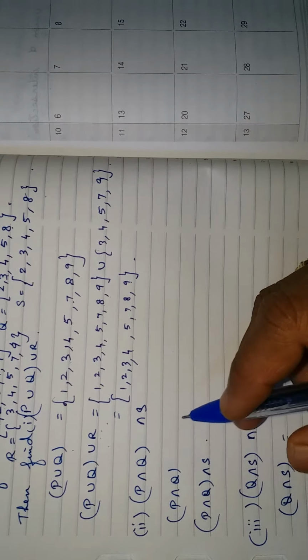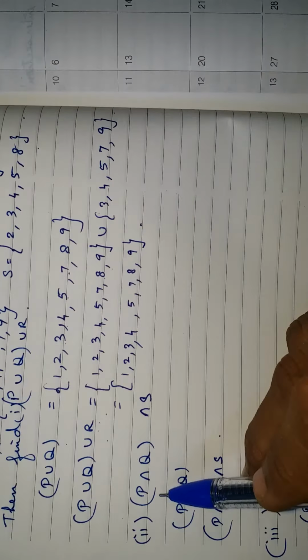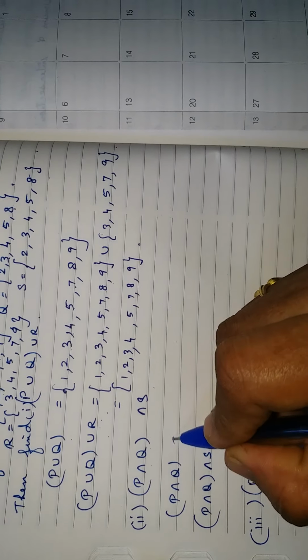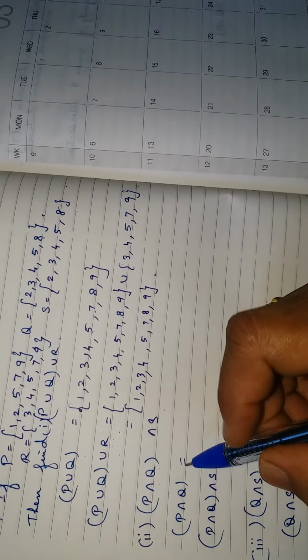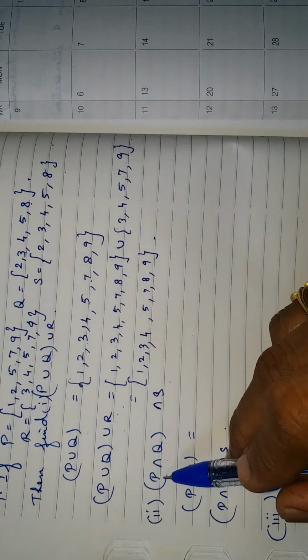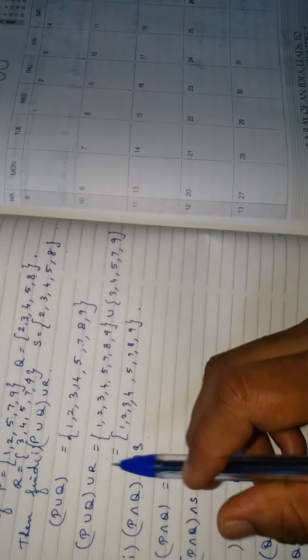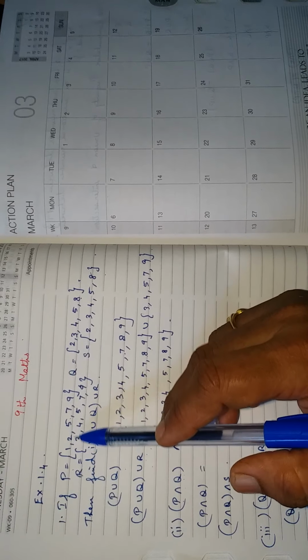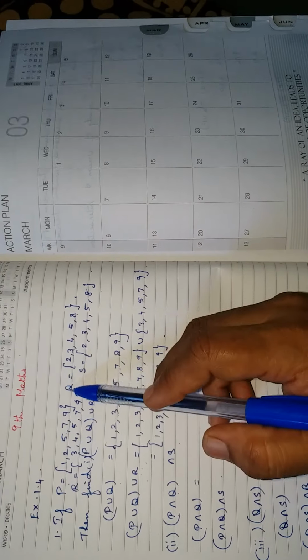Okay. Next you are supposed to find out the second subdivision, P intersection Q intersection S. So first you have to find out P intersection Q. Intersection means the elements which are common to both P and Q. So what are the elements? See here, take up your P. What are the elements common to both P and Q?